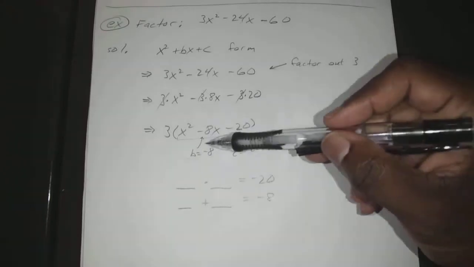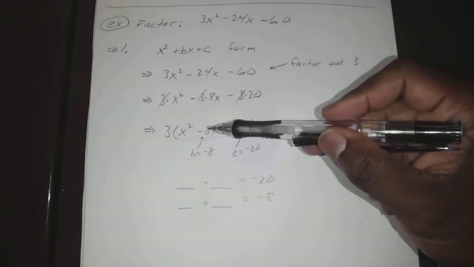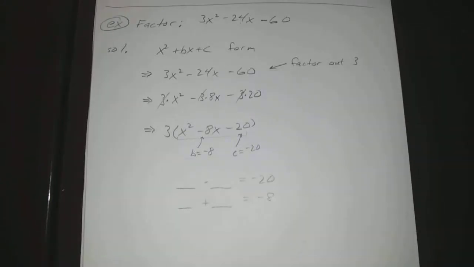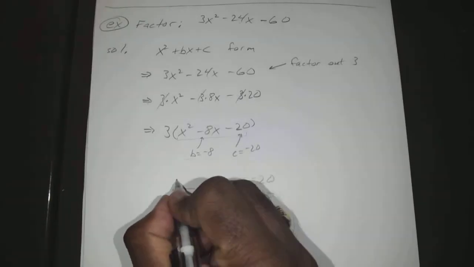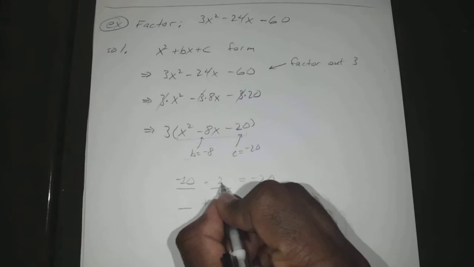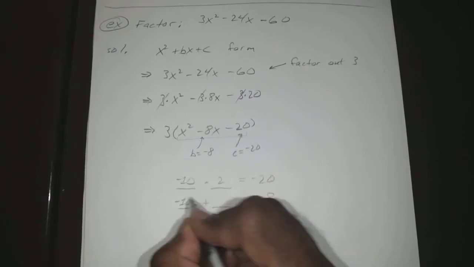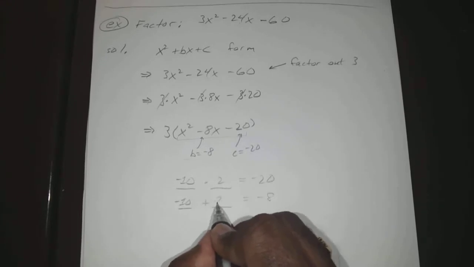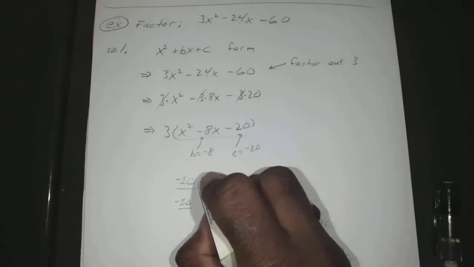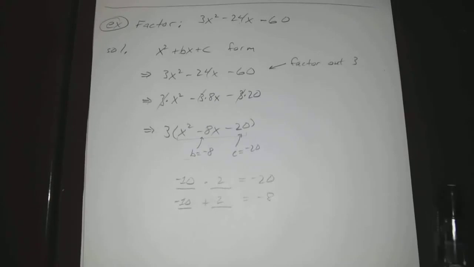Now this middle number being negative means that the larger number will be negative. And then the end is negative, so you have a negative and a positive. Yep, so it's going to be negative and positive. Okay, so if you look at it, negative 10 and positive 2 works. So negative 10 times 2 is negative 20, and negative 10 plus 2 is negative 8.